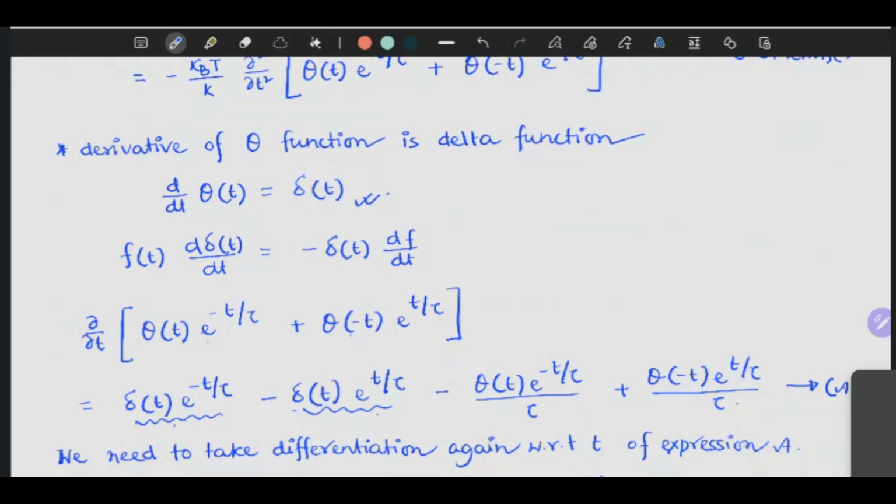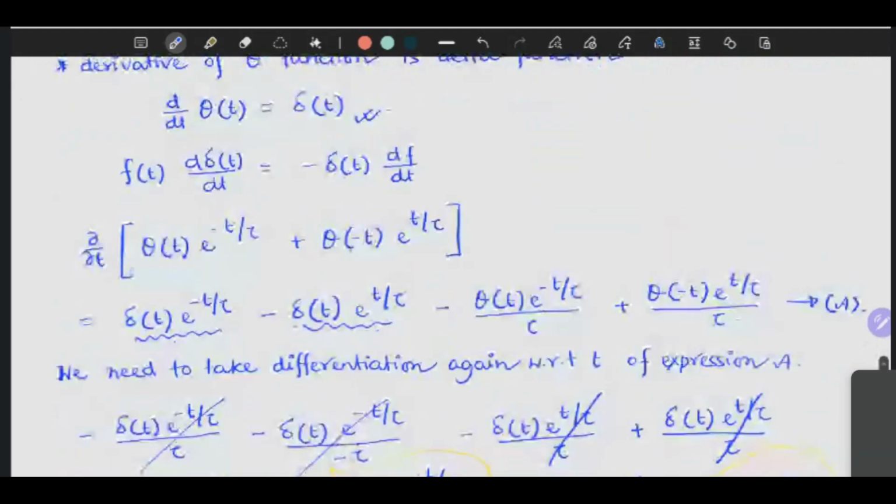And when you are differentiating this, it will be e to the power minus t by tau, the differentiation of e to the power minus t by tau, e to the power minus t by tau, and there is a minus. And similarly this will be theta t minus t e to the power t by tau. Now again we have to differentiate this expression with respect to t, because there is a double derivative.